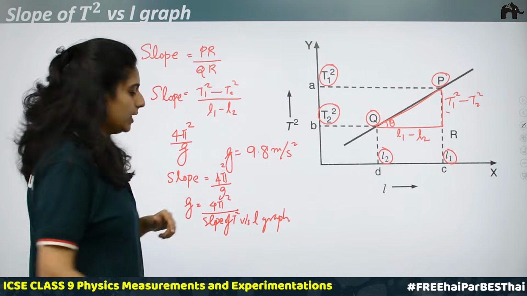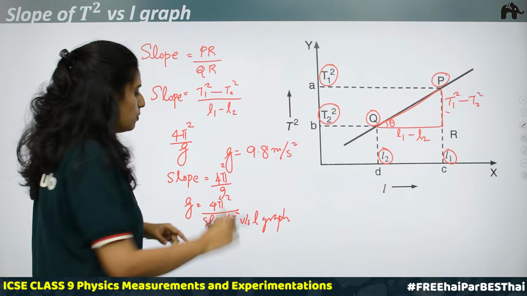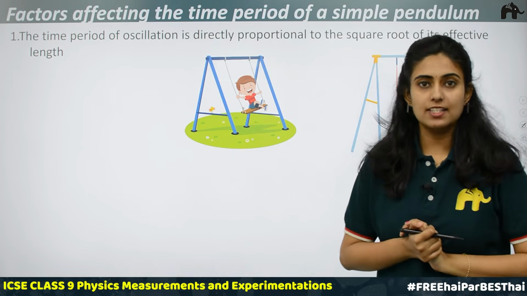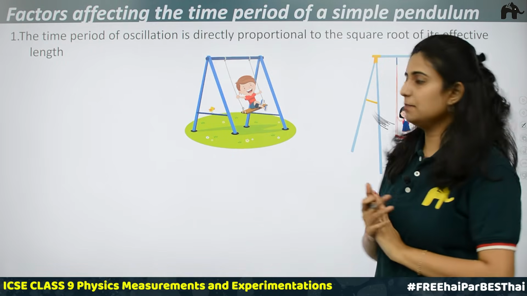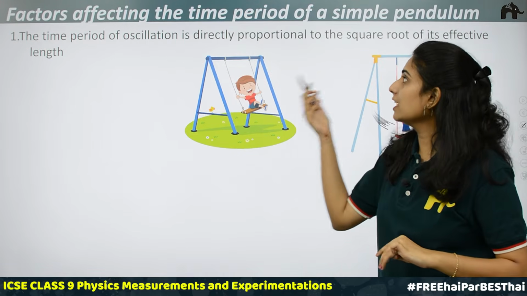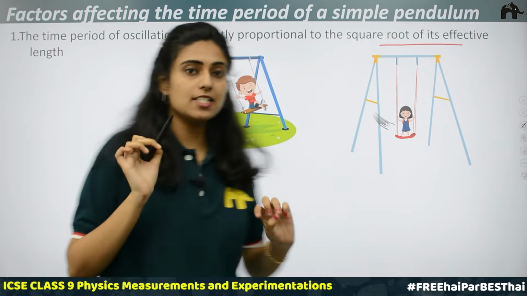G value you will be getting when you know the slope of T square versus L graph, and 4 pi square is a constant. Clear? Now what are the factors affecting the time period of a simple pendulum? First, the time period of an oscillation is directly proportional to the square root of its effective length. Effective length we are representing by letter L.